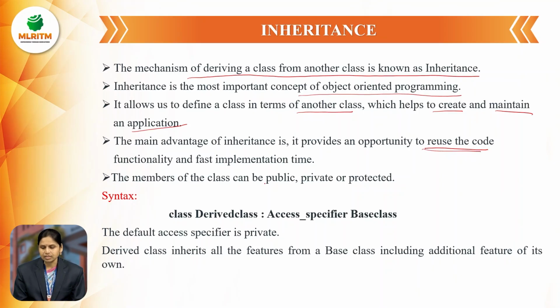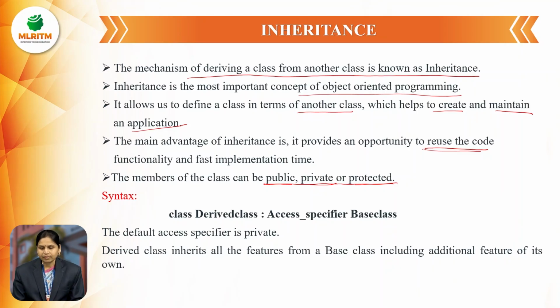The members of the class can be public, private or protected. The members of the class are nothing but the variables or functions which are defined inside the class, called class members. These members can be declared as public, private or protected. These three are called access specifiers. Each and every member of the class is defined by using public, private or protected. These three are called access specifiers in C++.